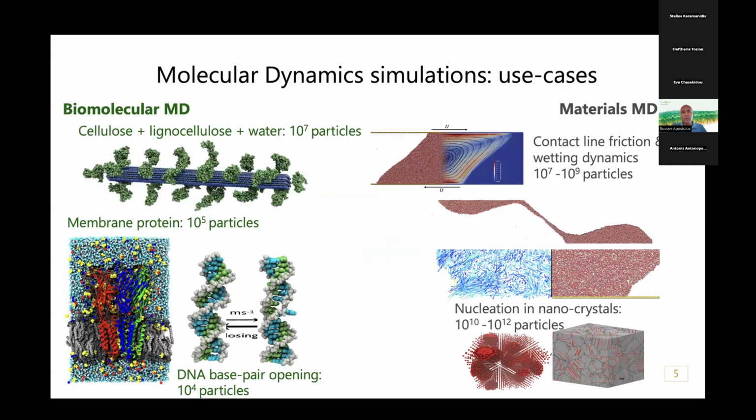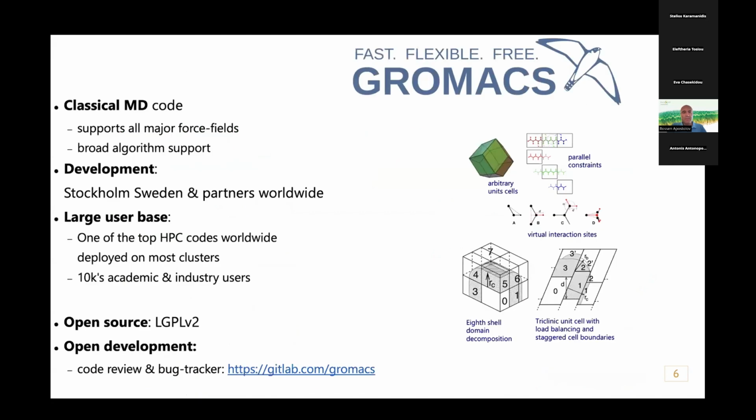Primarily, it's used for modeling of proteins, DNA, cells, membranes, but it's also used for soft matter physics as well. LAMMPS is one application that is very popular in soft matter physics, but GROMACS also is often used for polymers, for example, or droplets. I will go a bit quickly through the slides.